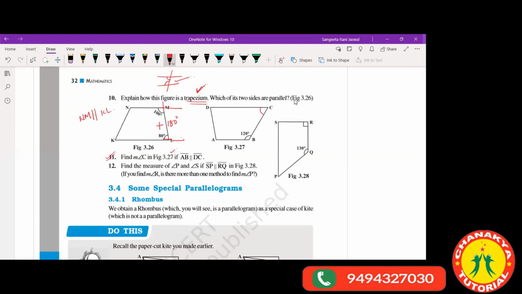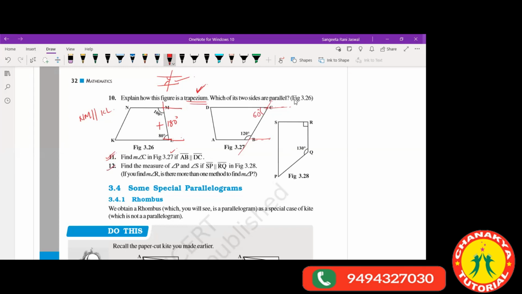And you have to find the measure of angle C. If AB is parallel to DC, that means these are two parallel lines being cut by a transversal. The sum of interior angles on the same side of the transversal are supplementary. So if this is 120, then this should be 60. 180 minus 120 is 60 degrees.